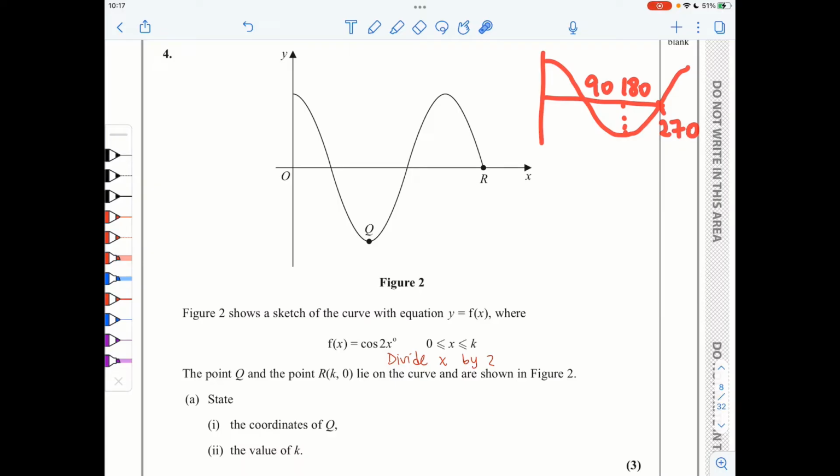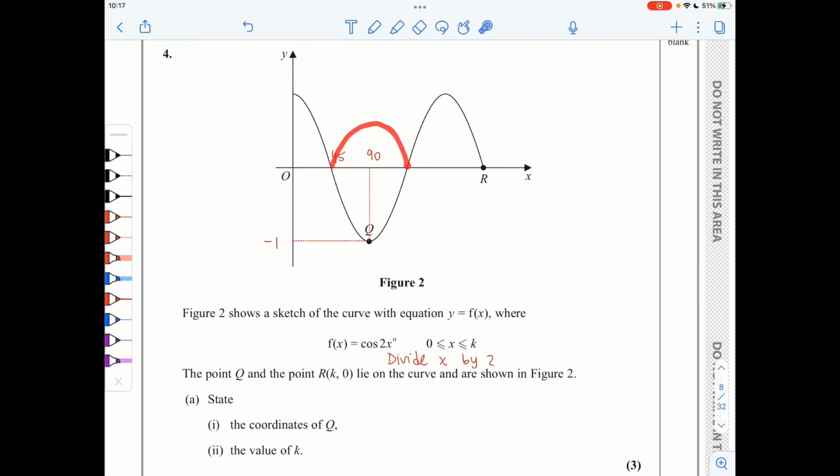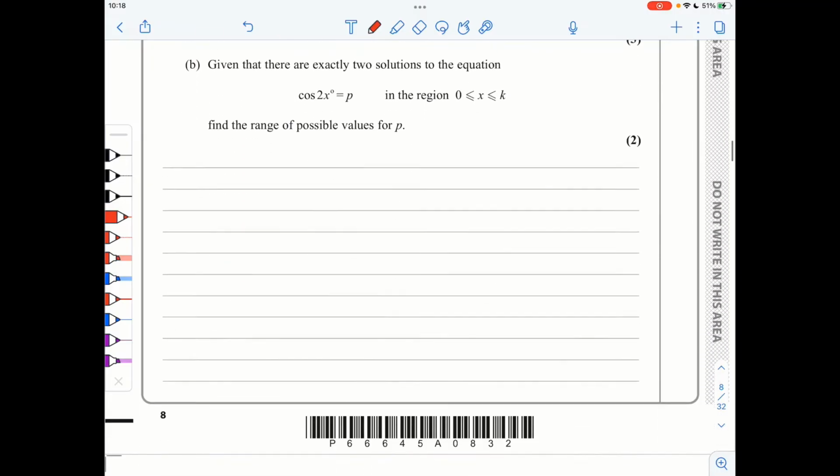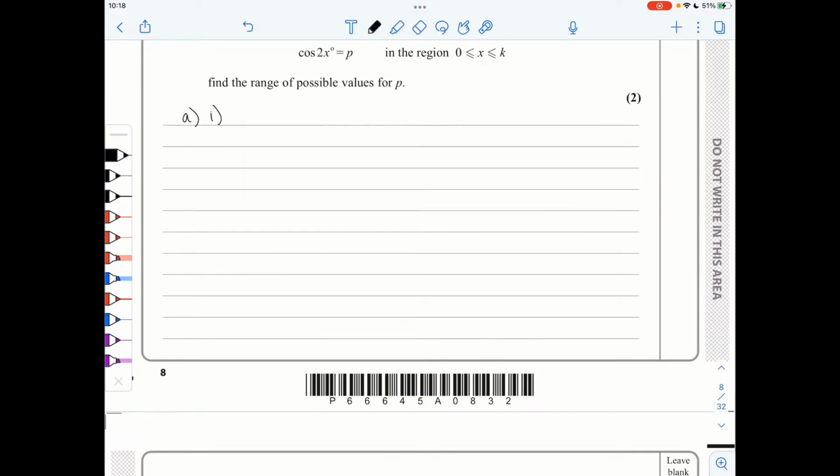All of these will be divided by 2, which means I've got a 45 here. The point Q here is at 90. The minimum is not affected in the sense that it is still at negative 1. So we still have Q having a y value of negative 1. And then every 90 degrees, we will be having a cut on the x-axis. So this is 135 and this is 225, which pretty much reveals the coordinates of Q. And we've got that the coordinates of Q are 90, minus 1.